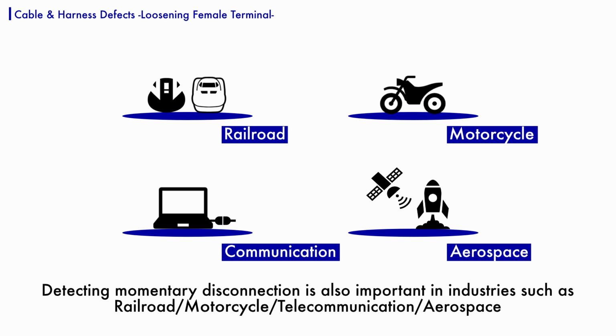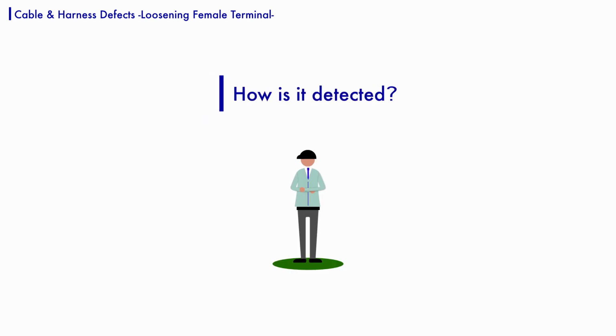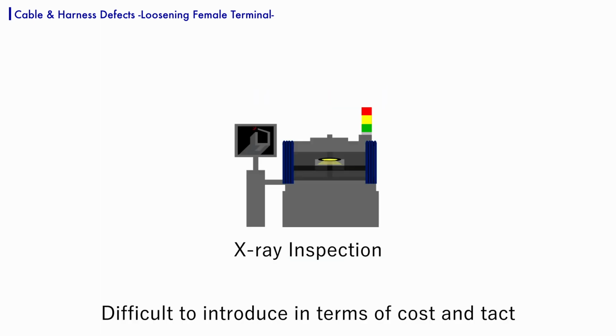Similarly, the detection of momentary disconnections is important in industries such as railroads, motorcycles, telecommunications, and aerospace. What is the test to prevent an outflow of products with a defective terminal? It is not easy to introduce X-ray testing into mass production inspection processes from the viewpoints of cost and takt time.